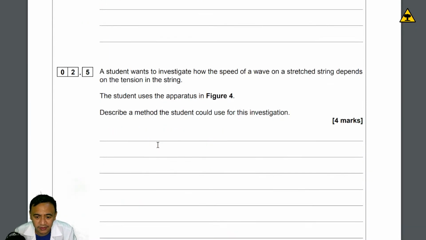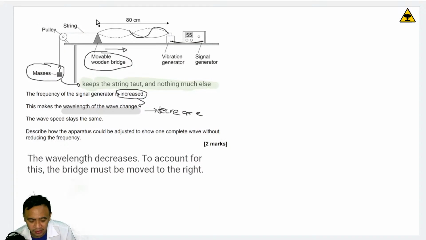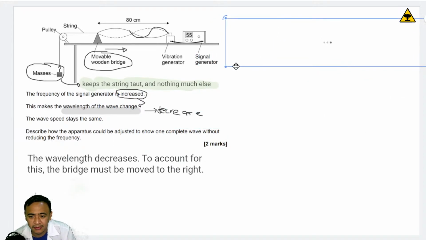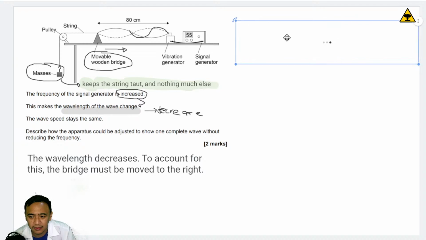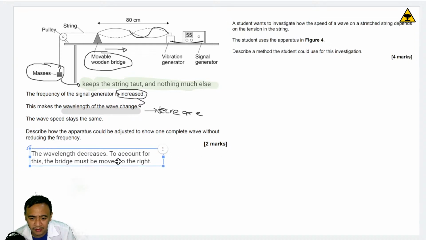A student wants to investigate how the speed of a wave on a stretched string depends on the tension on the string. The student uses the same apparatus. So describe a method that the student could use for this investigation. So this is what we just talked about.